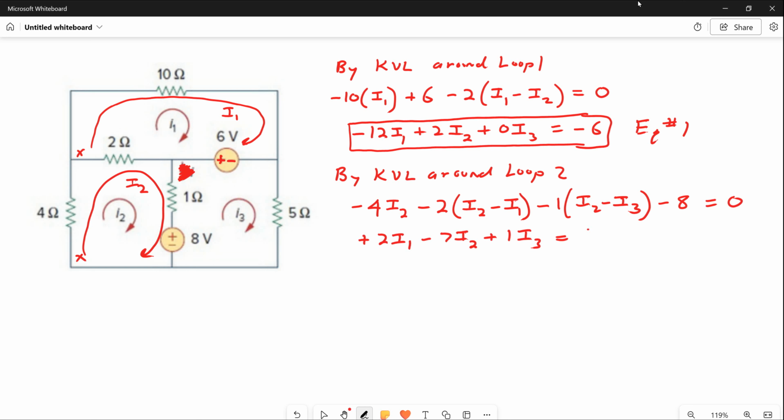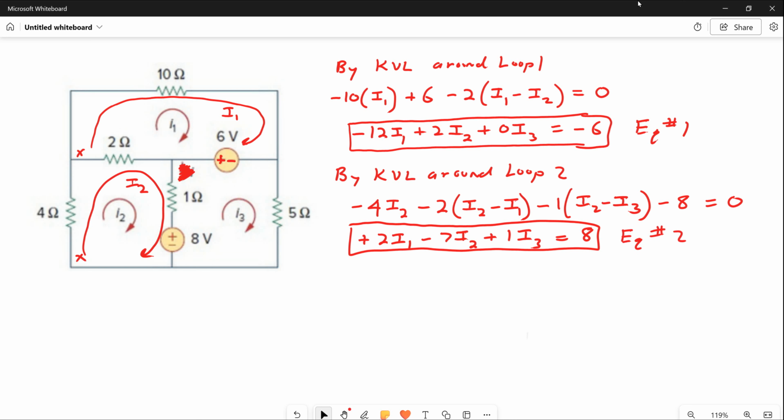equal 8. Now, you may get the negative of these equations. It depends what you take to what side, the left and the right. You could have gotten 2I1 plus 7I2 minus 1I3 equal -8. It's the same information in that equation. It's just like multiplying through by a -1. So there's equation number 2, using mesh analysis.